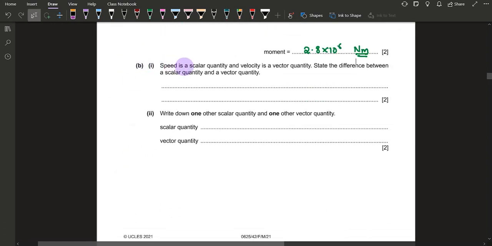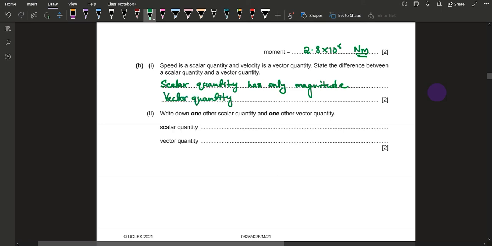Part B1 says speed is a scalar quantity and velocity is a vector quantity. State the difference between a scalar quantity and a vector quantity. So it's a pretty simple definition as well. A scalar quantity has only magnitude, and a vector quantity has magnitude and direction. So we can write down here, has magnitude and direction, and we'll get 2 marks for this.